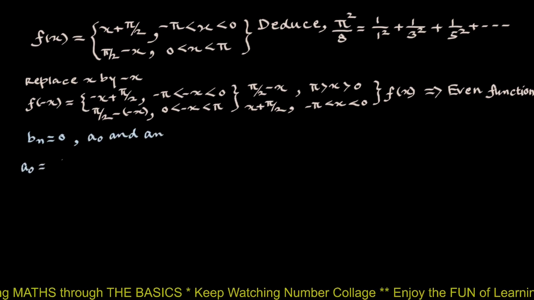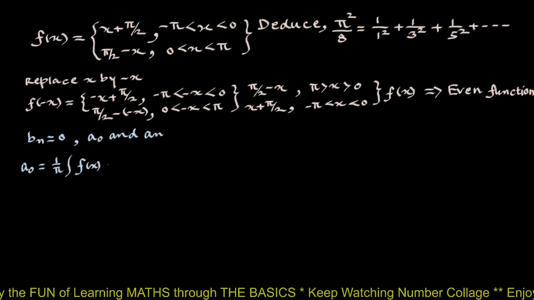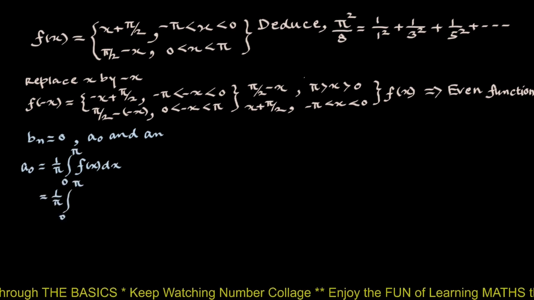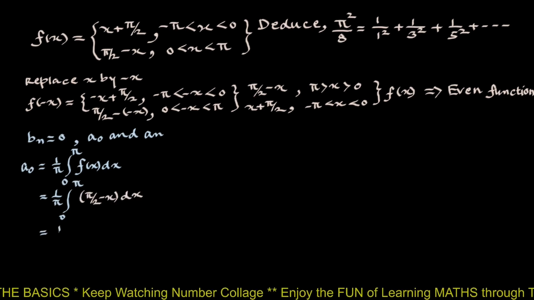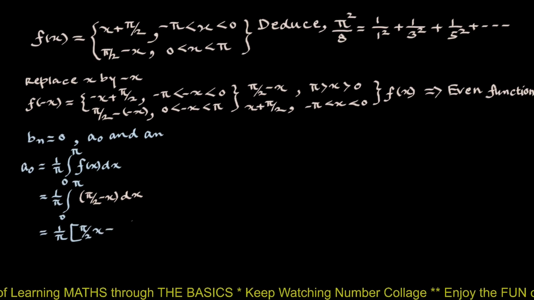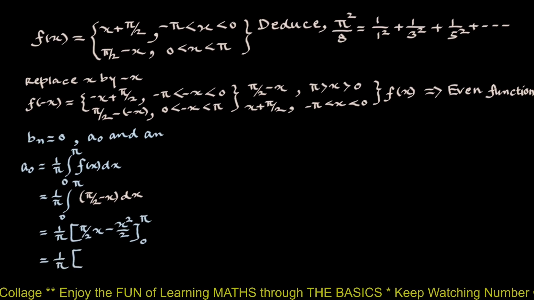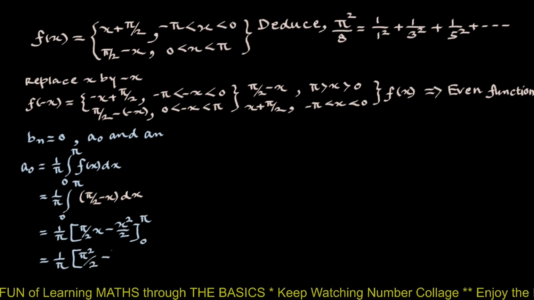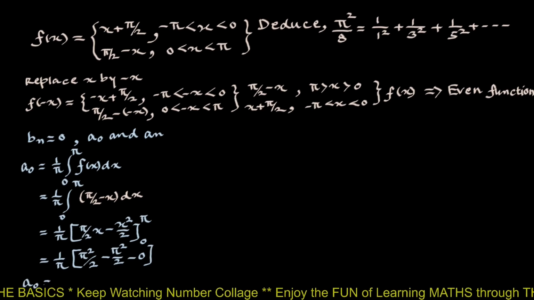First a0, for even function it is 1 upon pi integral f of x dx from 0 to pi, which is, for this domain we will choose f of x to be pi by 2 minus x, equals 1 upon pi integral of pi by 2 x minus x square upon 2 from 0 to pi. 1 upon pi by 2 into pi will be pi square upon 2 minus pi square upon 2 minus 0. So we get a0 equals 0.